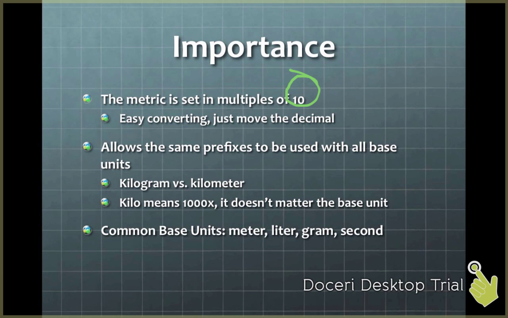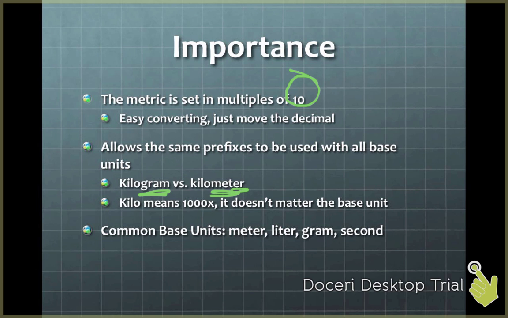Another importance of the metric system is it allows you to use the same prefixes with all base units. In our system, we name everything different. So we have an inch, and then a foot, and then a yard, and then a mile, so on and so forth. Everything has a different name. In the metric system, they don't do that. When they're measuring distance, it's all using the meter, and they just add prefixes. So we have a millimeter versus a centimeter versus a meter and a kilometer. They don't change the name, they just add prefixes. And they use the same prefixes with all of their base units.